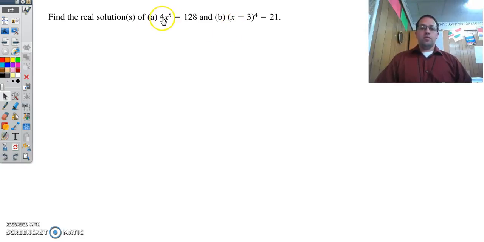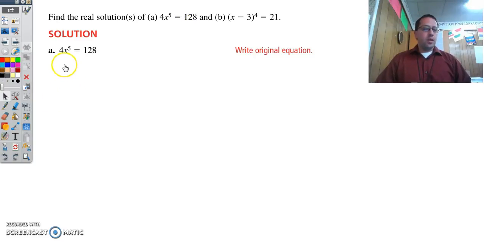So let's take A first. We have 4x to the 5th equals 128. Step one is, as always, write the problem down. Now, just like we have always done, our goal here is to get the variable by itself. So we need to get this x by itself. The 4 and the 5 have to go away.